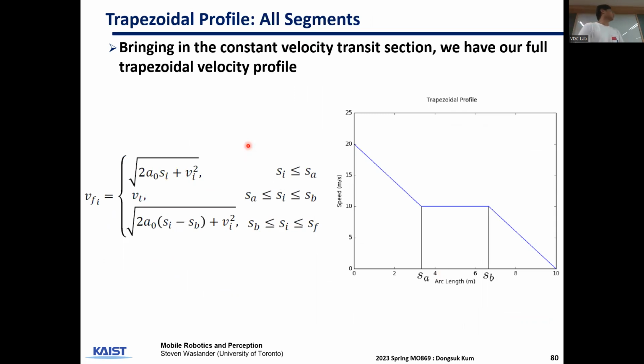So bringing it all together, we will have our full velocity profile expressed in this form, considering 3 segments. To calculate the VFI, or the velocity along the points of the path, we can use this formula using these conditions.